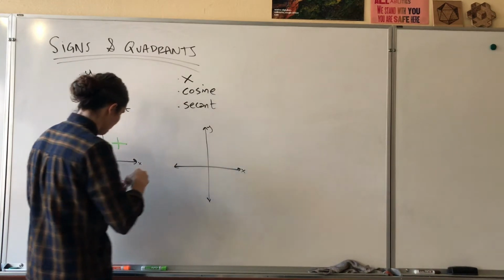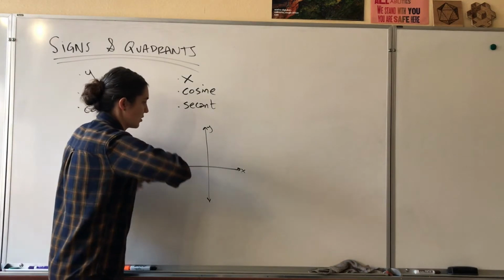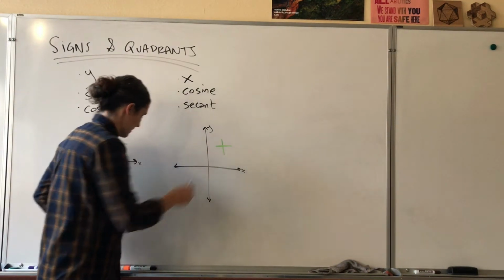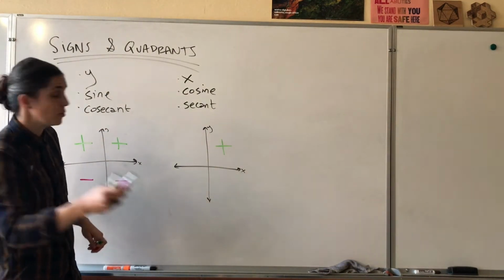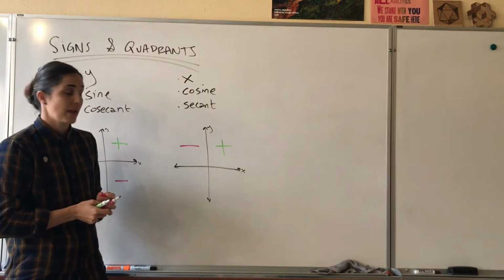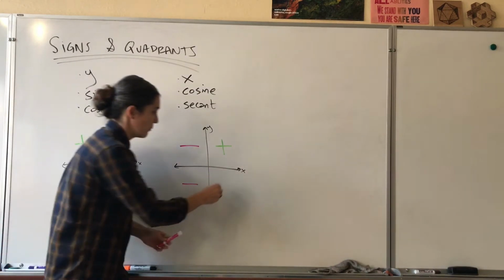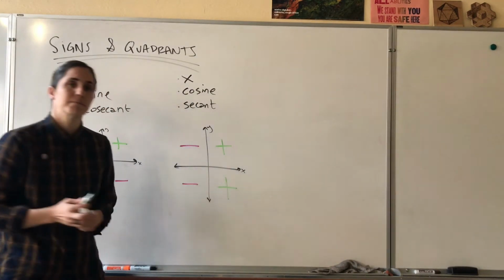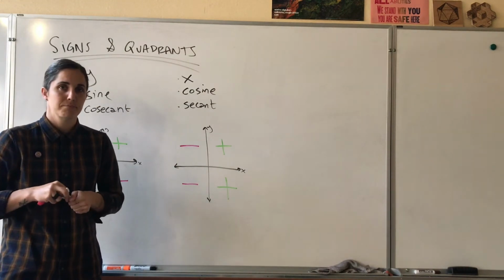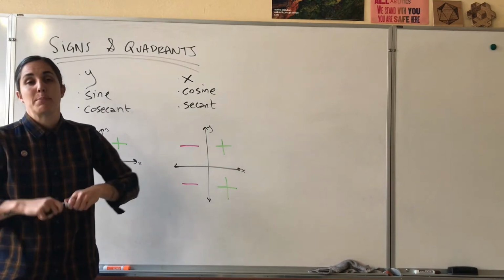We already, hopefully, are familiar that the x values are positive in quadrant 1. And as we move to quadrant 2, x's become negative. And in quadrant 3, they're negative. And x's then, once we get back to quadrant 4, positive again. Wonderful. Moving right along, let's talk about tangent.